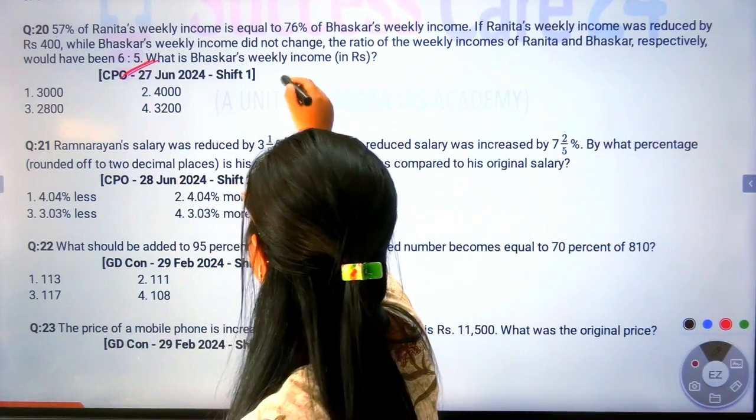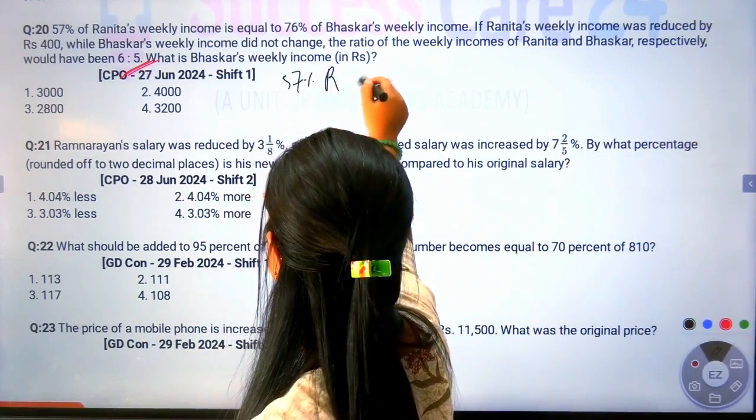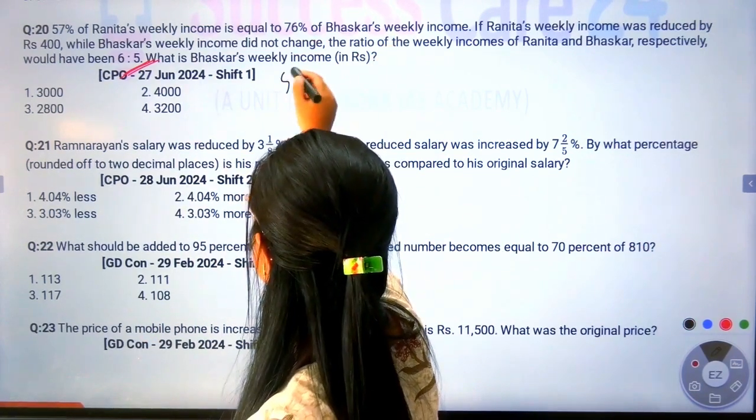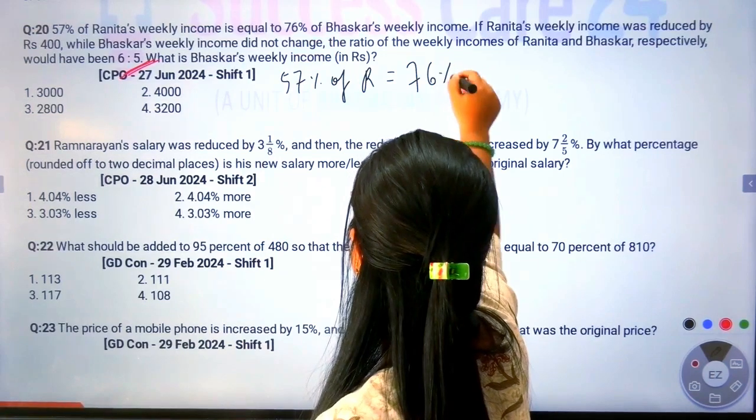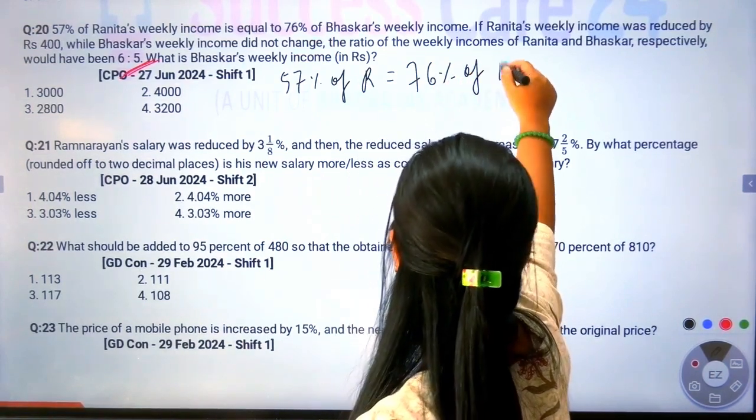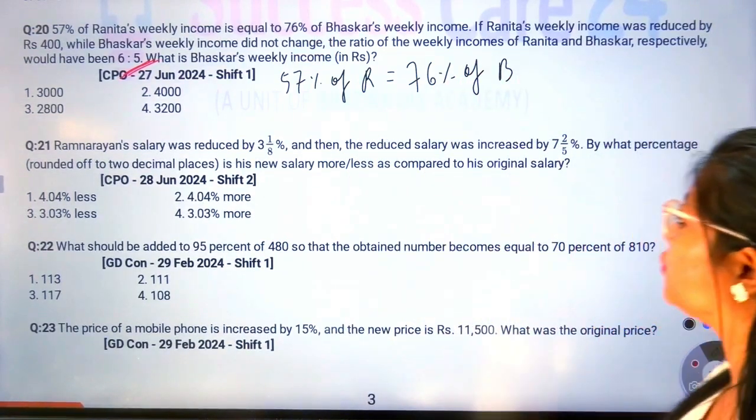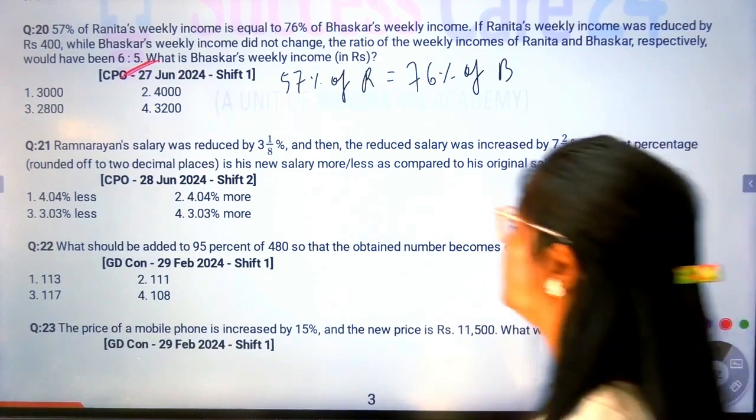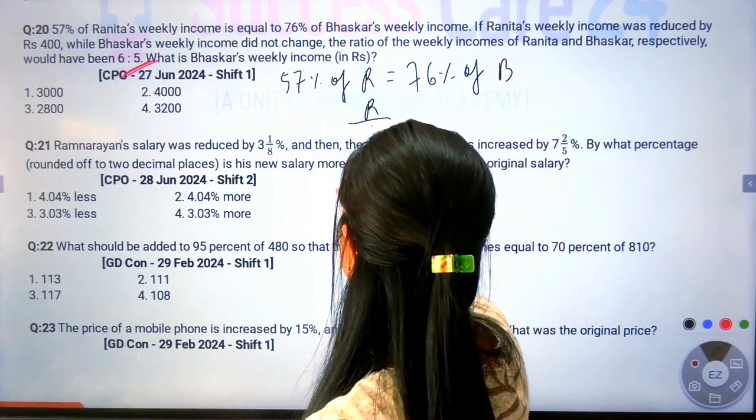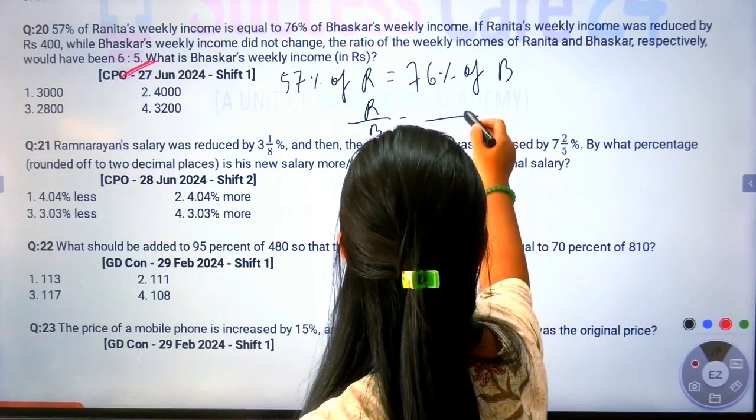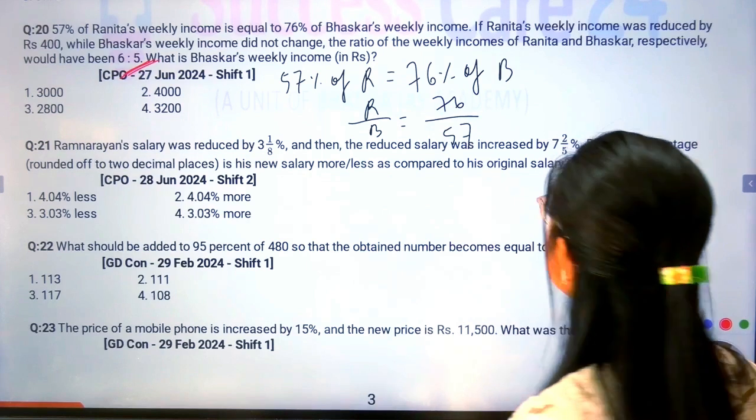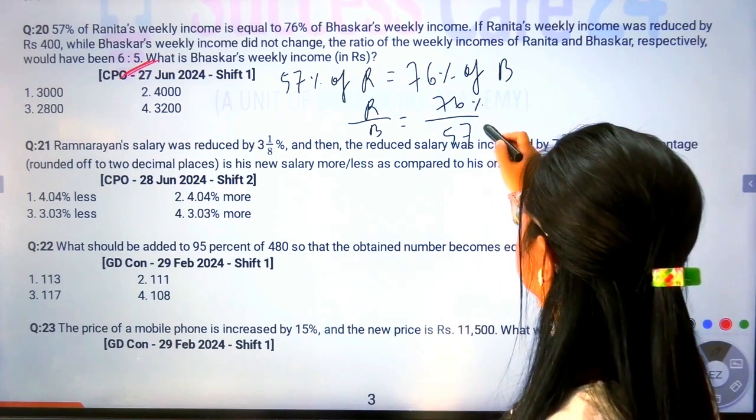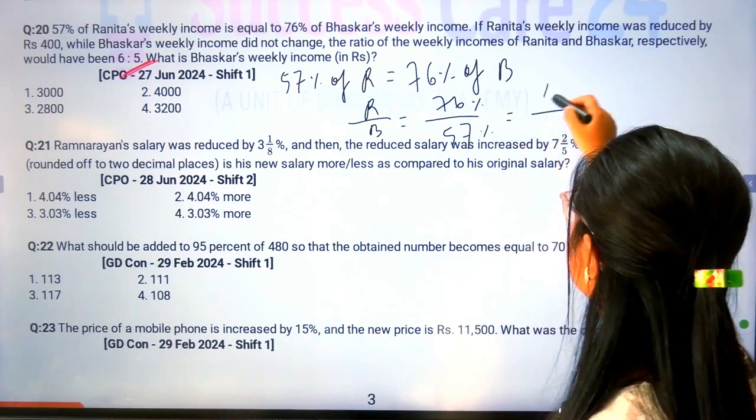So you are given that 57% of Ranita's income, you can write it like this. 57% of Ranita is equal to 76% of Bhaskar. That means Ranita by Bhaskar is 76 by 57. So if I cancel it out, I think it would be 4 by 3.